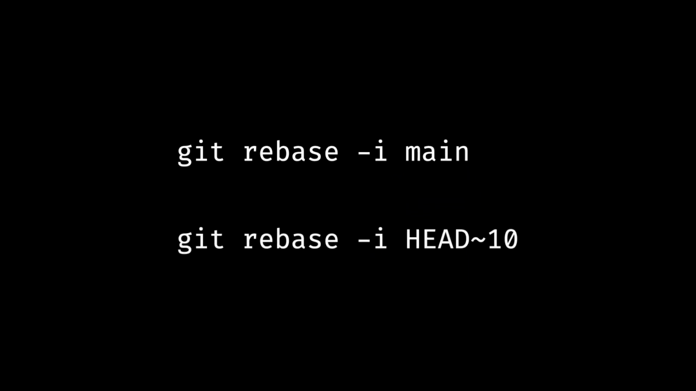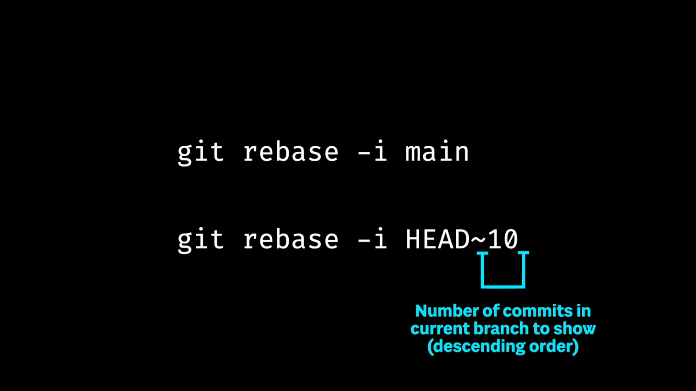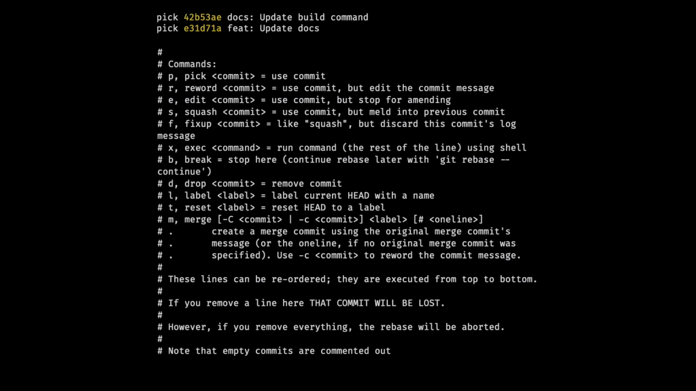Alternatively, if you don't want to compare your branch to the main branch, or you're not ready to rebase on main yet, you can specify HEAD~ followed by a number, with the number of commits to show from your current branch in descending order. Here, I'm telling Git that I want to enter interactive rebase mode and I want to see the last 10 commits of my current branch. When you run this, you'll be presented, in the editor of your choice, like Vim, Notepad++, or VS Code, with a list of commits in descending order.